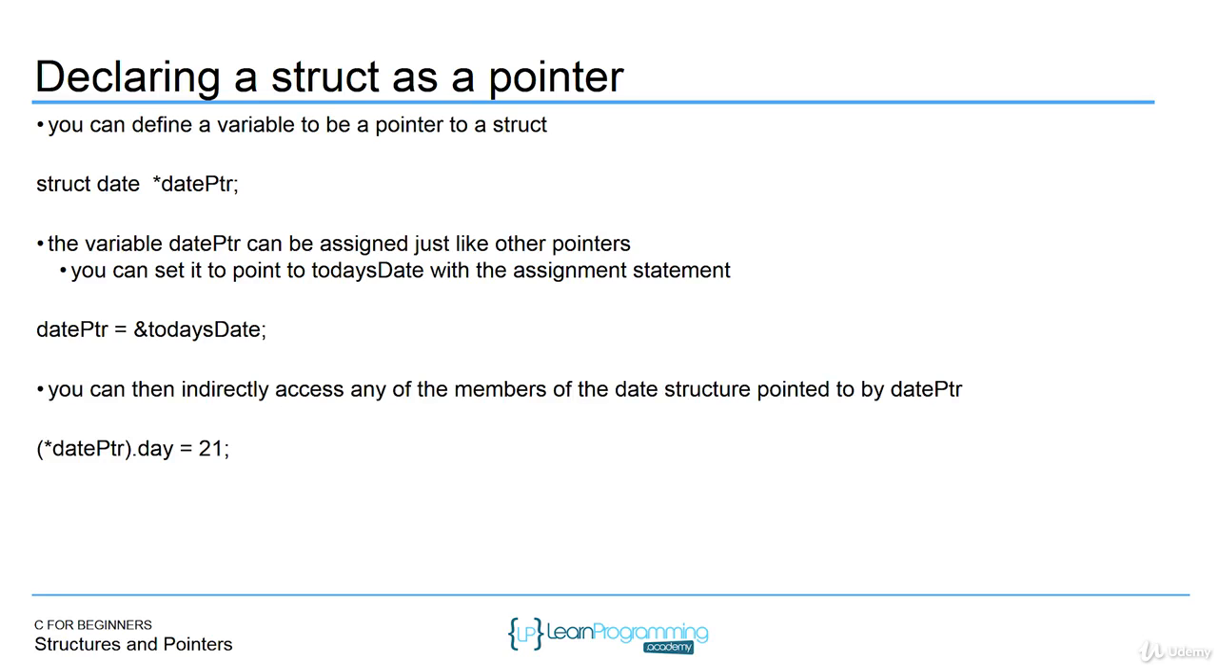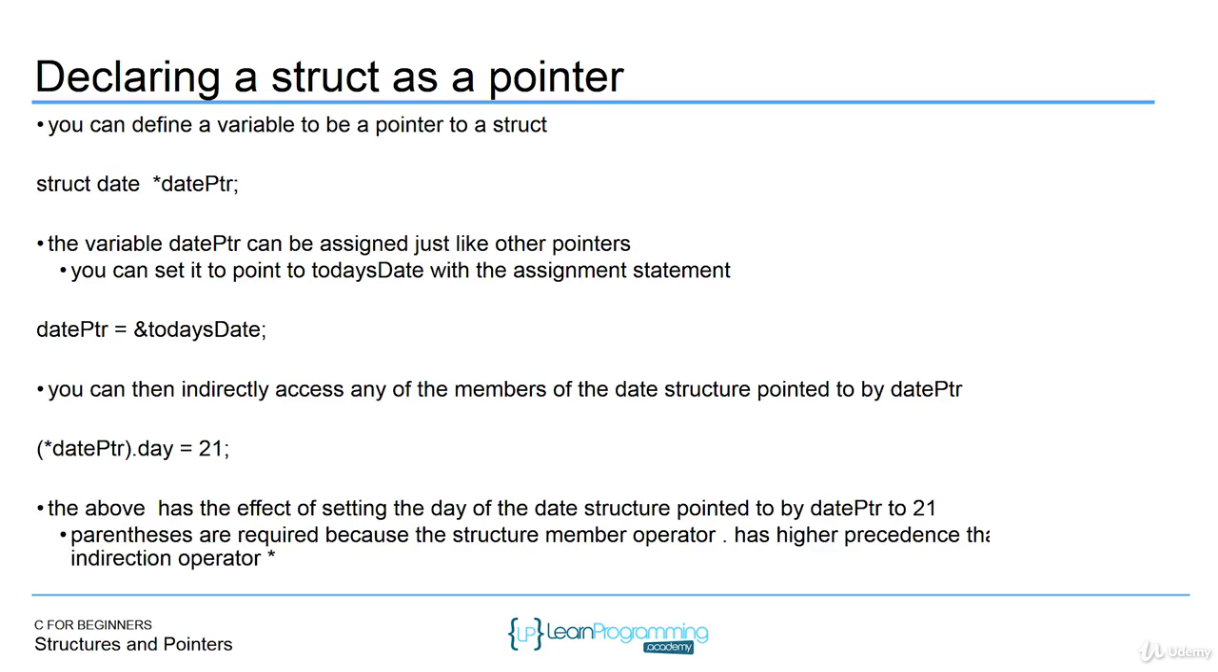You can then indirectly access any of the members of the data structure pointed to by date pointer. Right? So we would need to do something like this, right? If you wanted to access the element of the date pointer structure, you'd have to dereference it first, right? And so it'd probably be useful to put it in parentheses so it's very straightforward. You have to dereference the date pointer to get the value of what today's date is pointing to, the value of the address of today's date, which it's pointing to, in order to set particular values. So you would dereference it and then do .day equals 21, and that would assign 21 to your date pointer. Now, the above is just saying whatever today's date is pointing to, we want to access that value and set the day to 21.